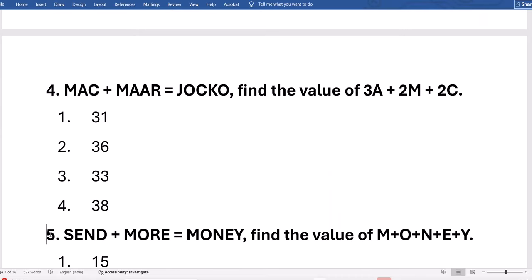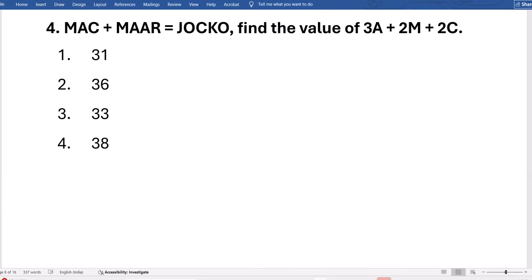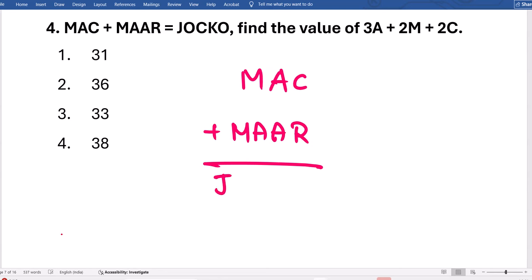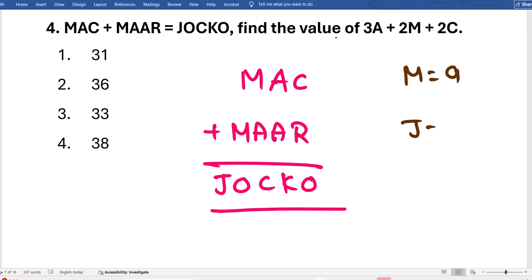Next, fourth question, you try this. EAT plus THAT equal to APPLE scenario. 3-digit, 4-digit, 5-digit. You can crack this. A 3-digit number plus a 4-digit number results in a 5-digit number. I think you know what M is now, what J is, what O is. This format we already decided. What is M? 9. J, O must be 0.